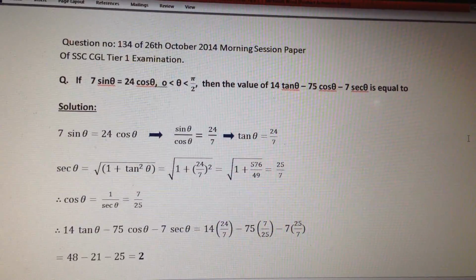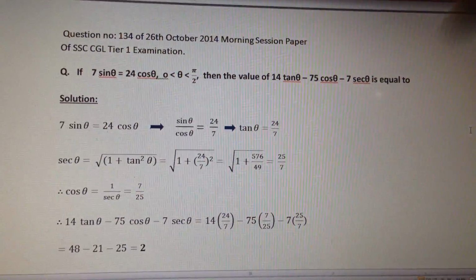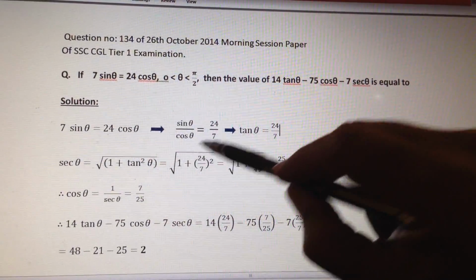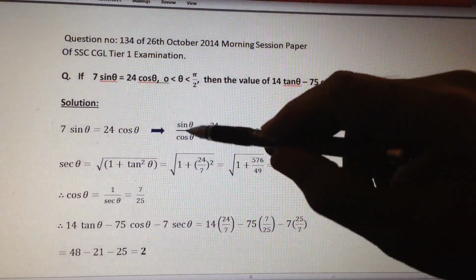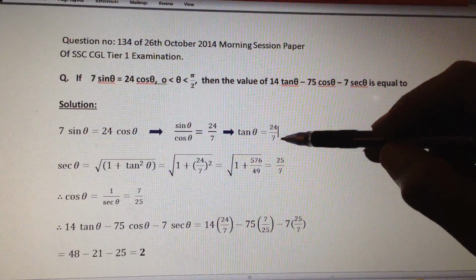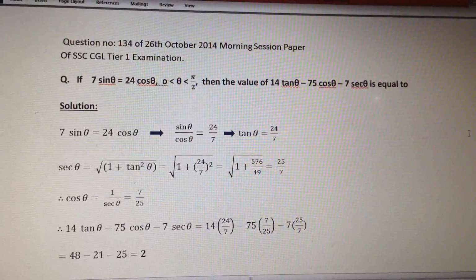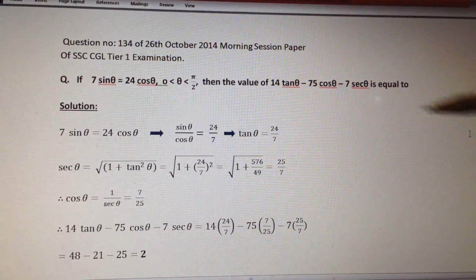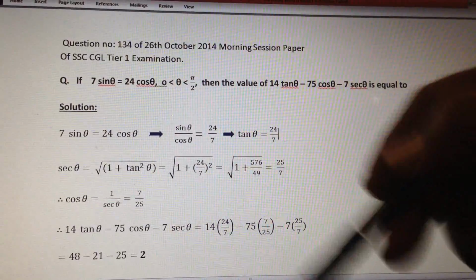The given equation is 7 sin theta is equal to 24 cos theta. Therefore, sin theta by cos theta is equal to 24 by 7. We know that sin theta by cos theta is equal to tan theta. Therefore, tan theta is equal to 24 by 7. We know the formula 1 plus tan square theta is equal to secant square theta. Let us deal with these formulas in the latter part of this video.